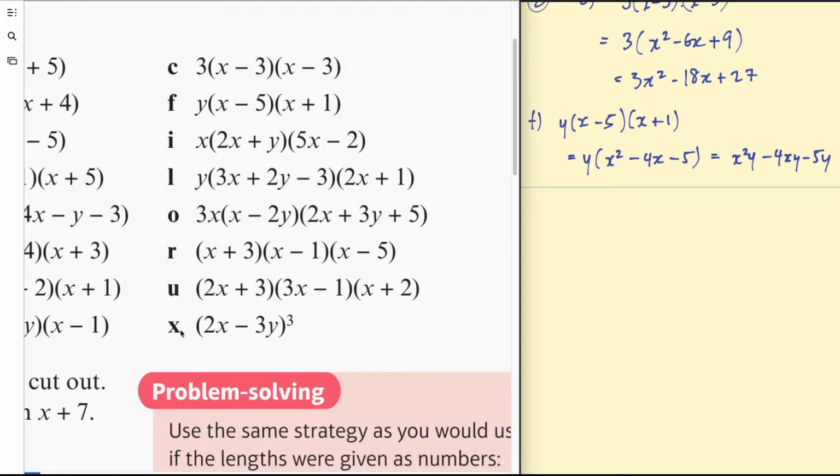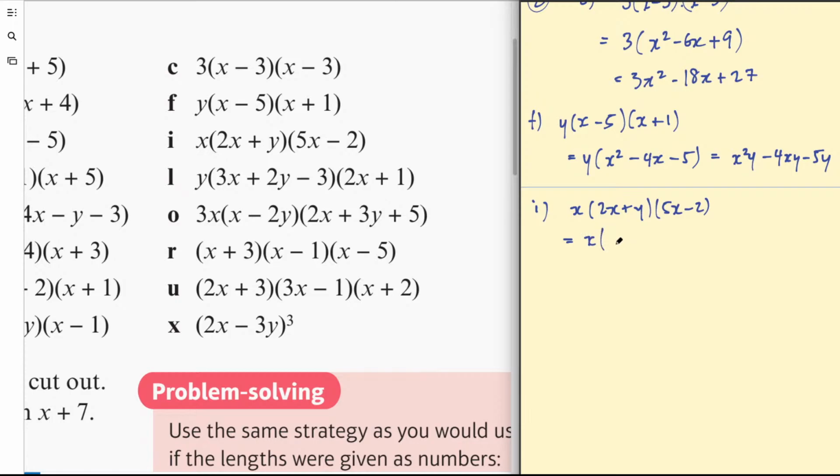Okay, on to part I. If you had a go, hopefully it's making sense so far. So I is x multiplied by 2x plus y multiplied by 5x take 2.